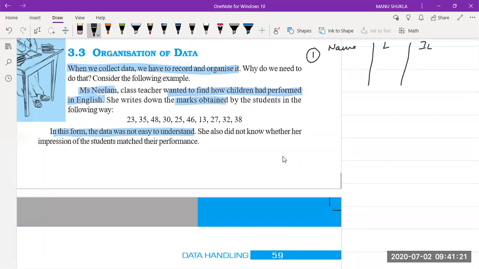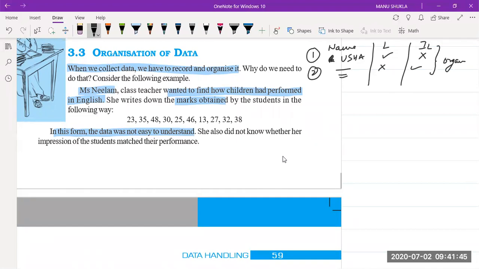Now, suppose the name is Ravi. Sorry, Ravi is a woman. Suppose the name is Usha, and she is literate. You will mark like this, and you will leave this one as illiterate, or you cross it like this. Similarly, you will write all the names and cross and tick like this. So you are organizing the data like this. This is called organizing the data.